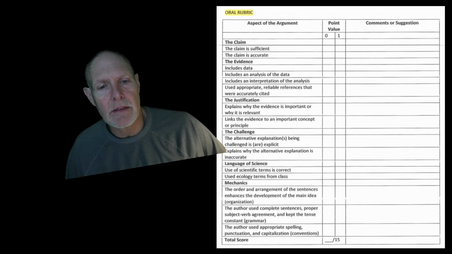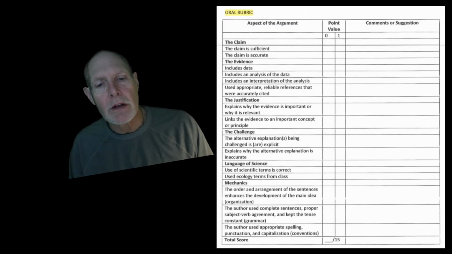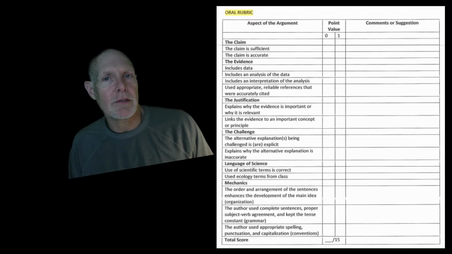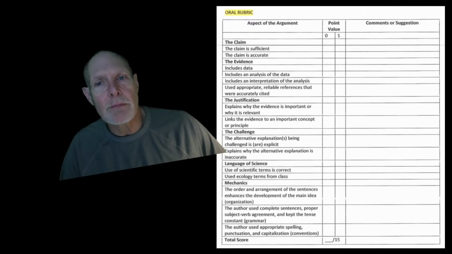Things like that. And then the mechanics are, if you wrote something on a poster paper, did you include sentences that had a capital letter and a period at the end? Did you have subject-verb agreement that made sense? Did you have proper punctuation and capitalization? And then you can score yourself. There's 15 points there, and you can score yourself out of 15.